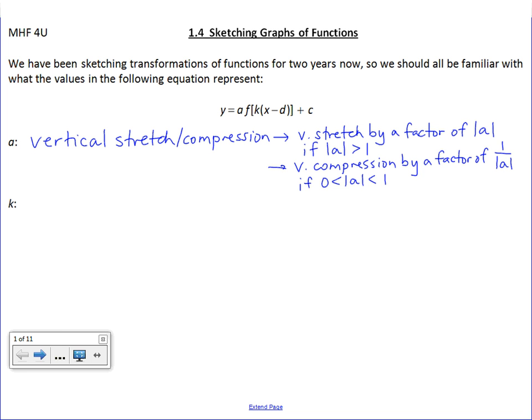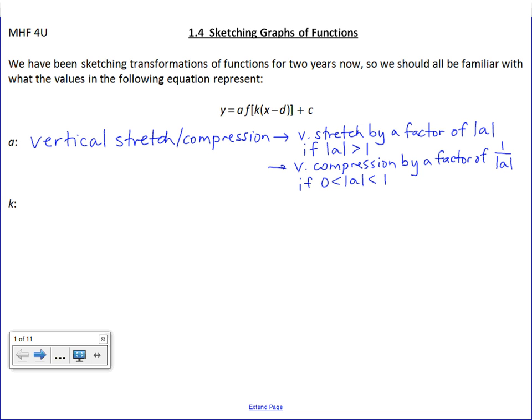As soon as you said the word compression, you're already saying it's shrinking. It's going to be compressed, or it's going to be shrinking. How many times smaller is it going to be? 2 times smaller. So if A is a half, you're going to say vertical compression by a factor of 2, because that's what 1 over a half will be, right? 2. Making sense? Okay. The textbook answers will still say a half and a third, but you're just going to take the reciprocal in your head, because that's what I'm expecting. Fair enough?